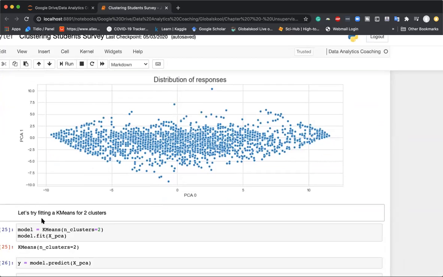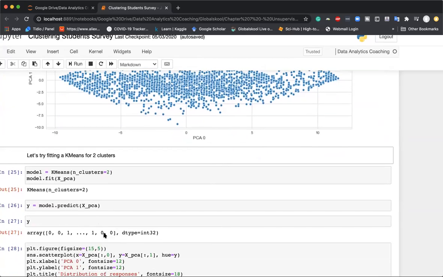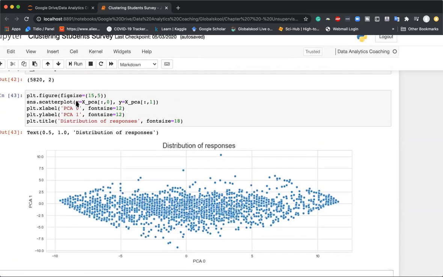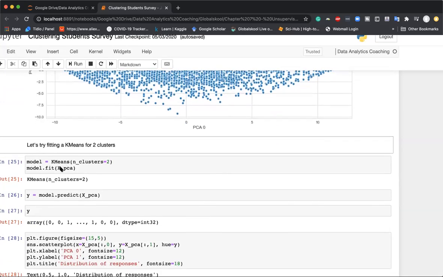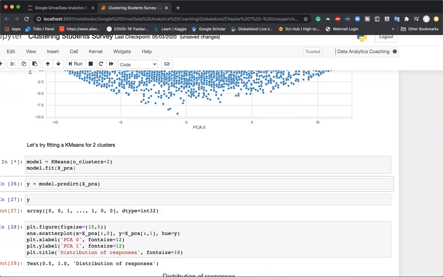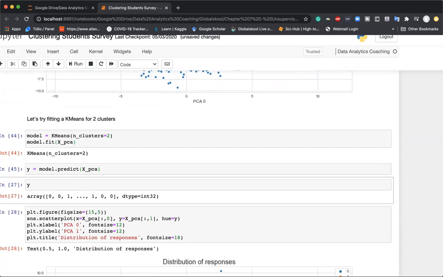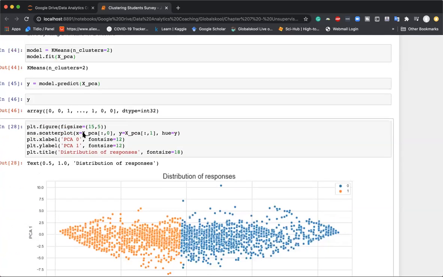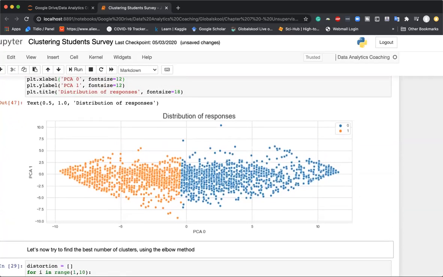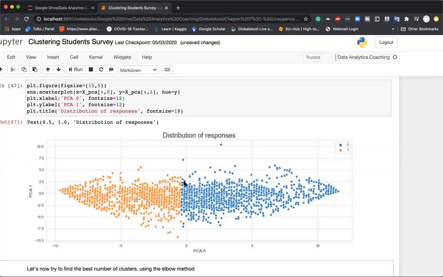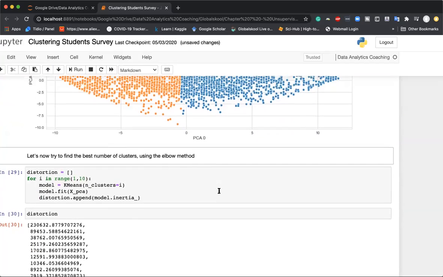So first, let's try fitting k-means for 2 clusters. From scikit-learn, I'm just taking KMeans with the number of clusters as 2. Take the X_PCA, that is, the reduced version of our data set. On this reduced version, we fit the model and then try to predict, and we can see that the model gives zeros and ones. If I now plot this data, I can see that k-means has divided the data somewhere in the middle, and we say this is cluster 1 and this is cluster 2.